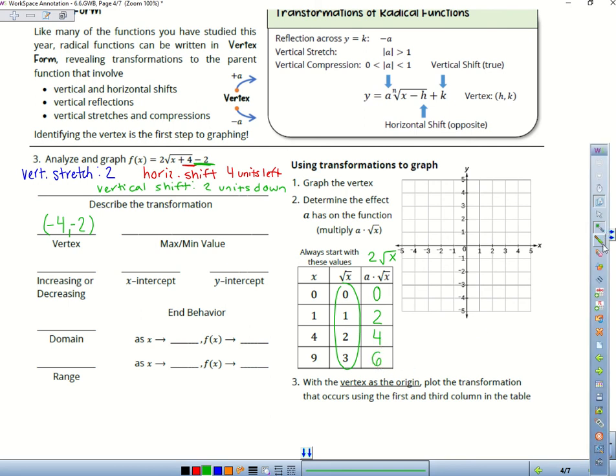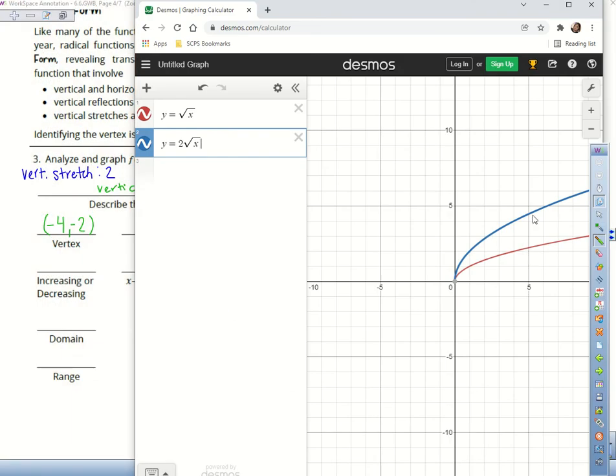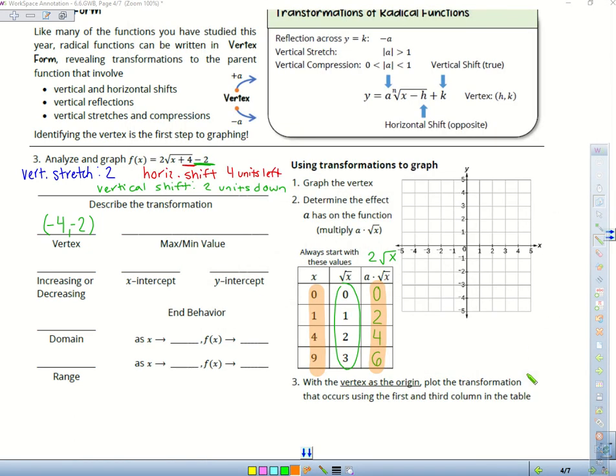So now we just came up with the y values that would make up the vertical stretch of the graph. Now I want to point out to you on Desmos real quick, I'm sorry, notice that none of the x values change with a vertical stretch. It's only the y's that change. They get multiplied by 2. So that's why the x's stay the same.